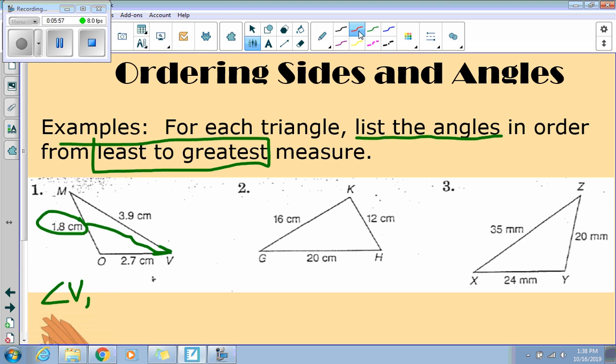Okay, then if I go to the next smallest, it's 2.7. So if I go across from 2.7, I'm not going to the side, I'm going to the angle. Angle M is there, so angle M is going to be my middle angle. And then if I go across from my biggest side, which is 3.9, I'm at angle O.